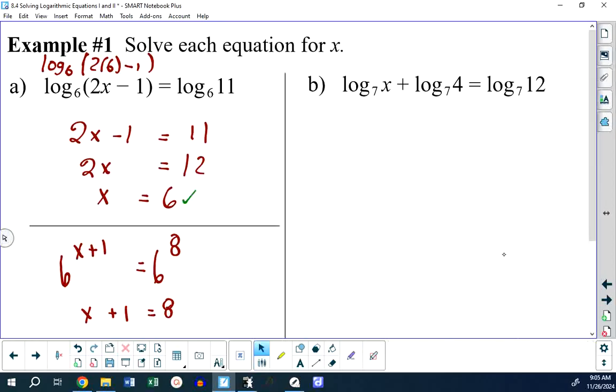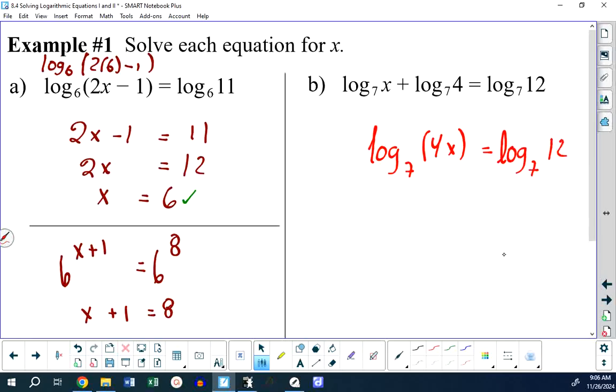Okay. So very similar kind of idea to the equation on the left, except that this is not a single log equals a single log. We can put these together, though, and write this as log base 7 of 4x equals log base 7 of 12. And this very basic example is illustrating to you that if you can work towards having one logarithm equal to one logarithm, then you can drop the logarithms. It's kind of like finding a common base. This means that 4x must be equal to 12.